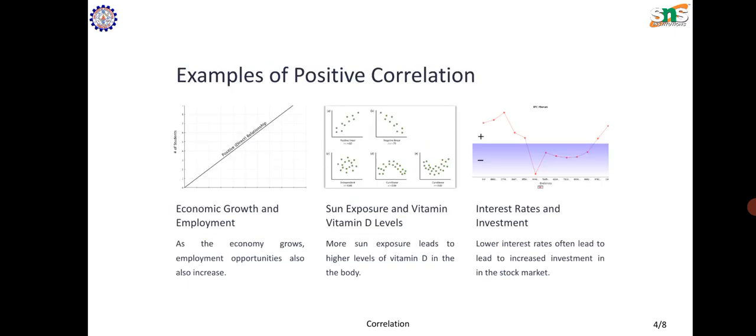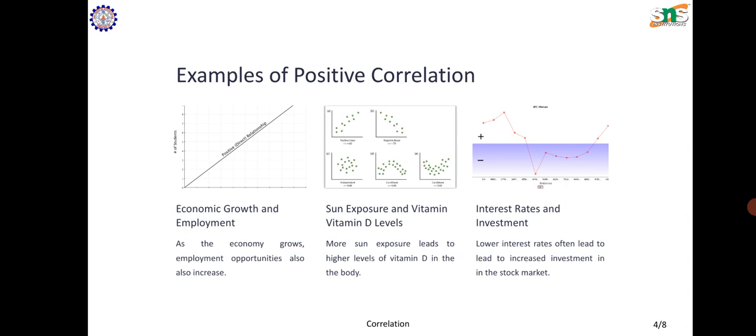Example of positive correlation: economic growth. Suppose you are looking at economic growth and employment. If the employment rate is good, surely the economic growth of the country must be high. So this is called positive correlation. If you are considering x and y, if x is increasing, y also tends to increase. So this is called positive correlation.